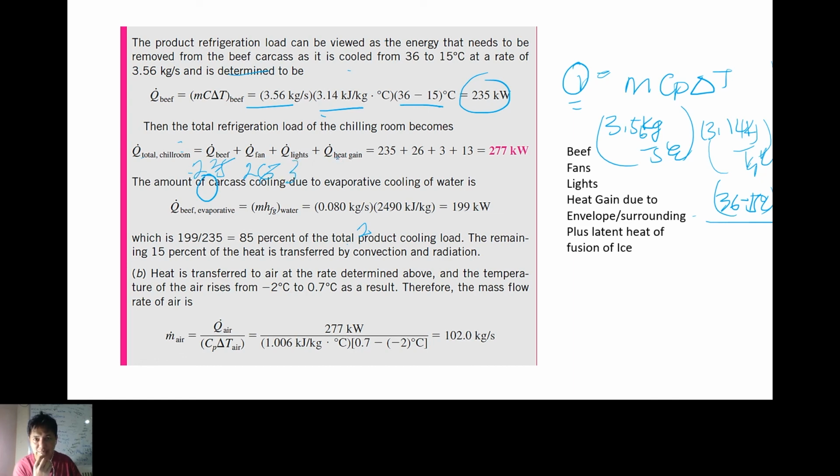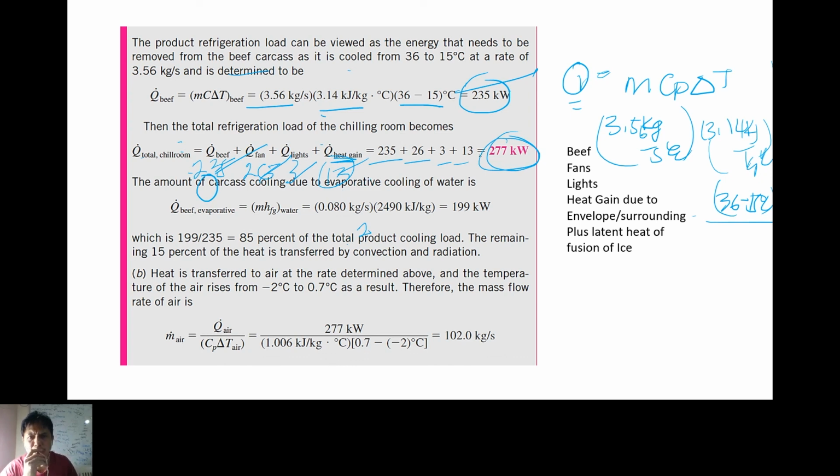Tapos yung heat gain sa paligid, heat gain ang tawag doon, sa surroundings ay 13. So, i-add mo yan: 235 plus 26 plus 3 plus 13, 277. Yun yung total sa room, total sa chilling room. Kasi ito beef lang. So, yun, the amount of carcass cooling due to evaporative cooling.